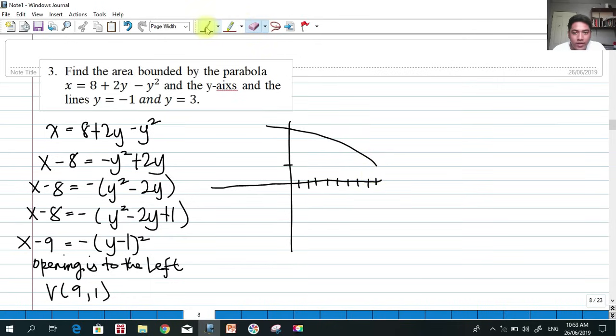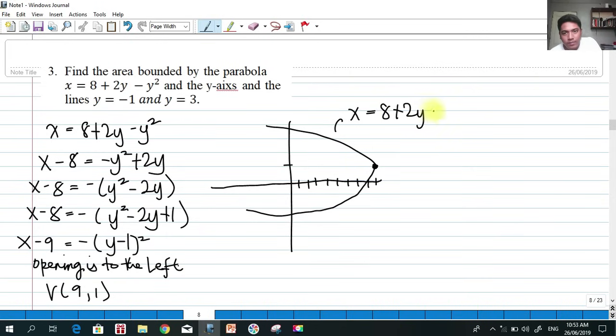Okay. So let's try to draw. This should be the parabola. So that must be our parabola. This is our y equals, or my mistake, that is x equals 8 plus 2y minus y squared. And of course, we have the other given and the y-axis. So find the area bounded by this parabola and the y-axis.